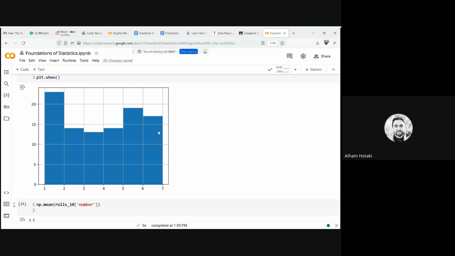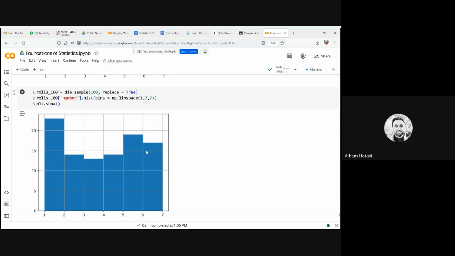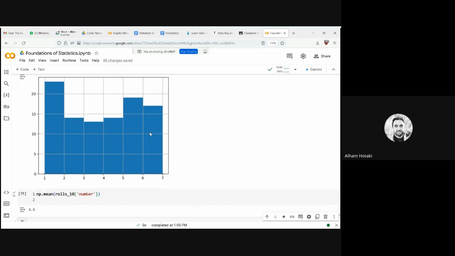So this is how many times we get each number in these 100 die rolls. In 100 times, look at this, we got 6 only around 15, 16, 17 times. We got 1, for example, 25 times. So this is how it works.